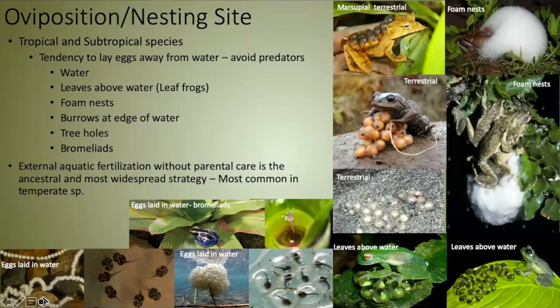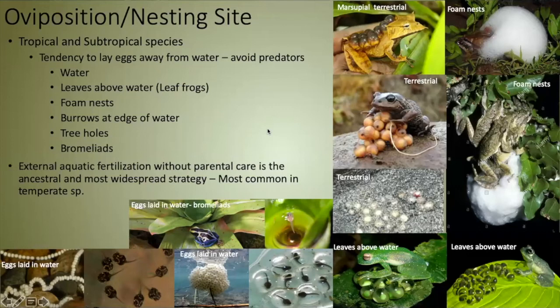for example, tree branches. The species that will construct burrows at the edge of water or farther away from water to protect their eggs from predators. They will lay eggs also in tree holes full of water, or in bromeliads, for example. These are some examples, and you can see here, for example, marsupial frogs. They're also considered terrestrial, and have different ways to lay the eggs in the water.